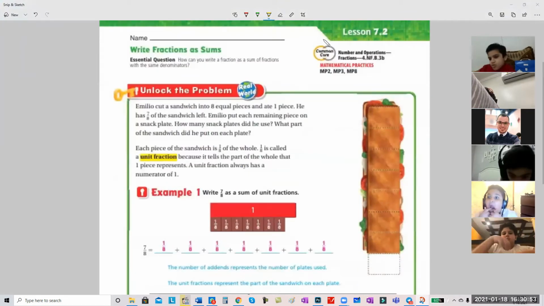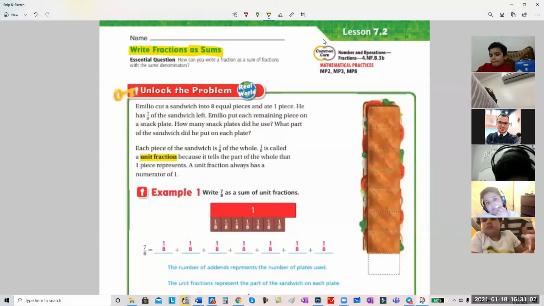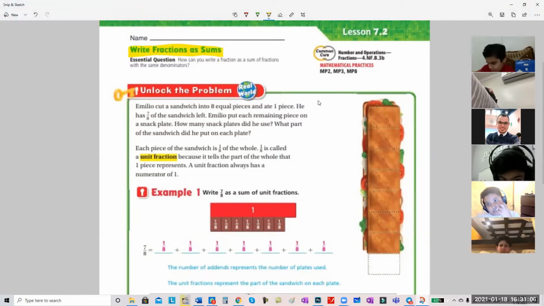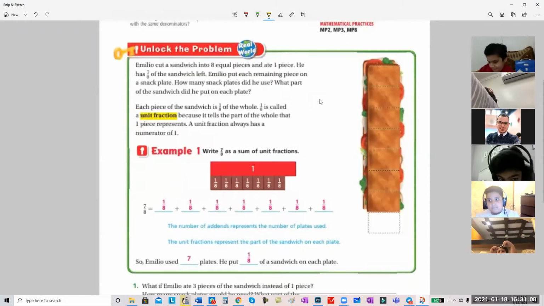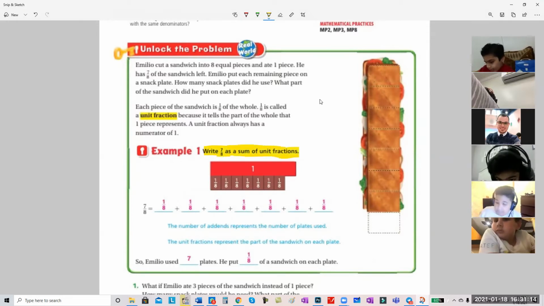Okay, now, as I said before, our lesson today is lesson 7.2, and it's about writing fractions as sums. How can we write fractions as sums? For example, number one here: write 7 over 8 as a sum of unit fractions. What is the meaning of unit fractions firstly?